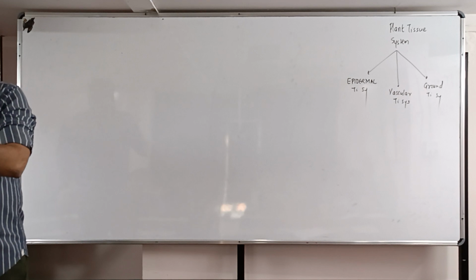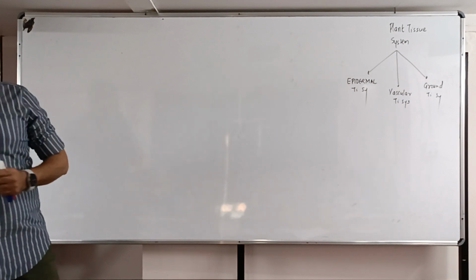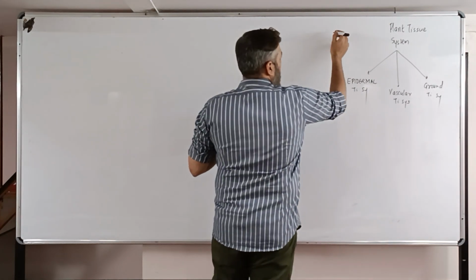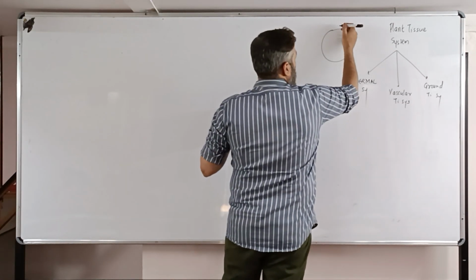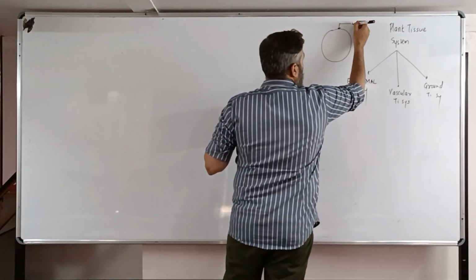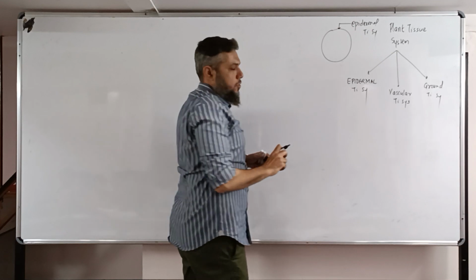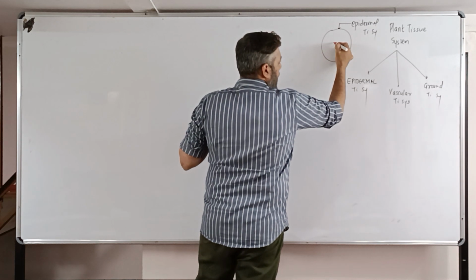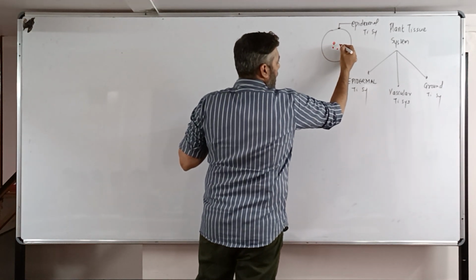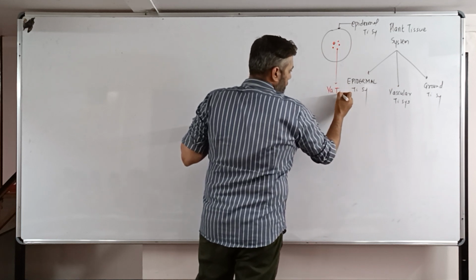So who is this? Who is this? Stem. I cut the stem, and it appears like a cylinder. And the outermost layer, the skin, is which tissue system, do you know? Epidermal tissue system. And it shows the presence of xylem and phloem, which is called the vascular tissue system.